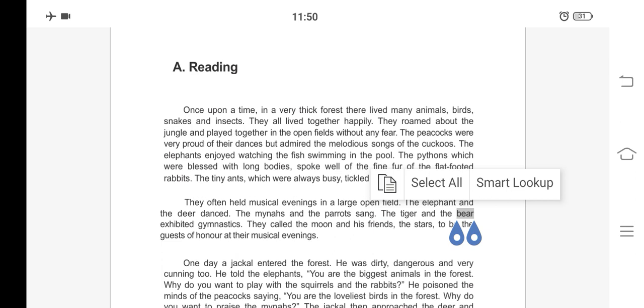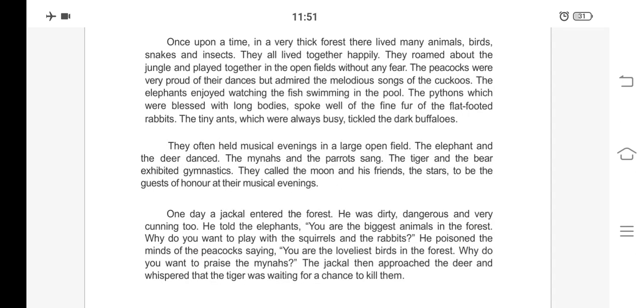Once upon a time, in a very thick forest, there lived many animals, birds, snakes, and insects. They all lived together happily. They roamed about the jungle and played together in the open fields without any fear.